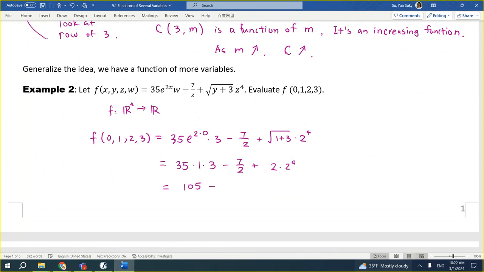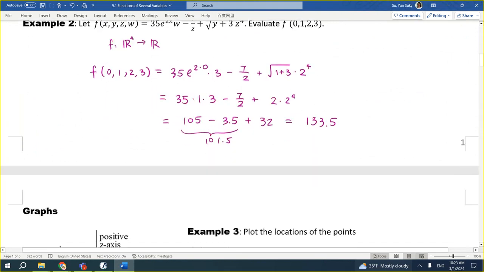105. Yeah. Minus, this is 3.5. What's 2 to the 5th? Yes, a 32, right? So this is 101.5 plus 32. Is it 133.5? Yeah, everybody? Okay. So this is example 2. We just plug in the numbers.